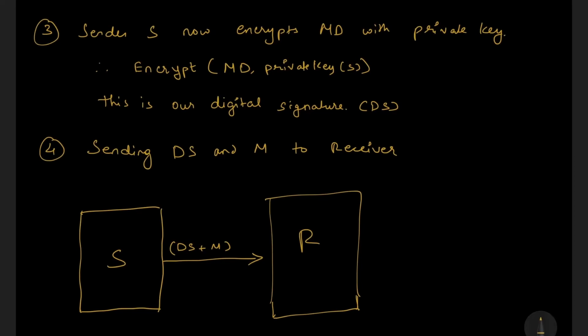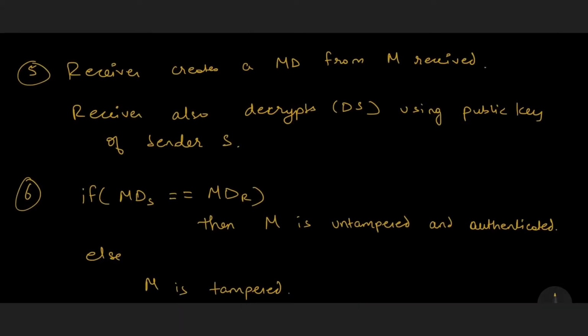Now the sender S can encrypt this message digest with its private key. This is our digital signature DS. Now we can see that the sender S sends the digital signature and the message M to our receiver R. Now the receiver R receives the digital signature and the message.